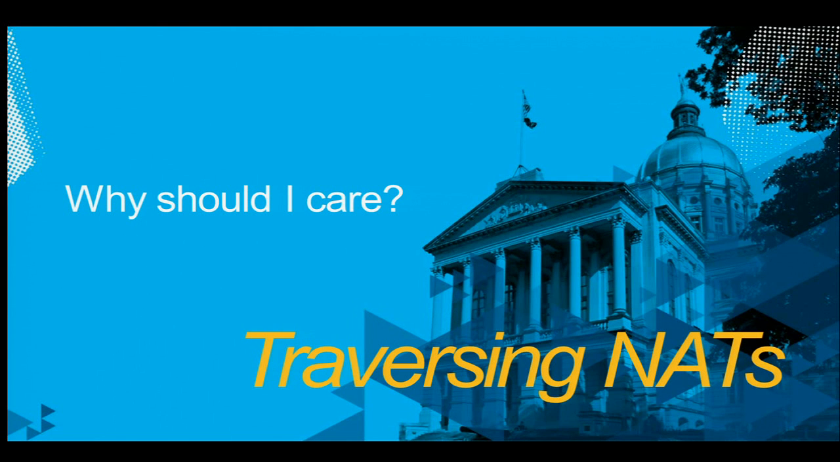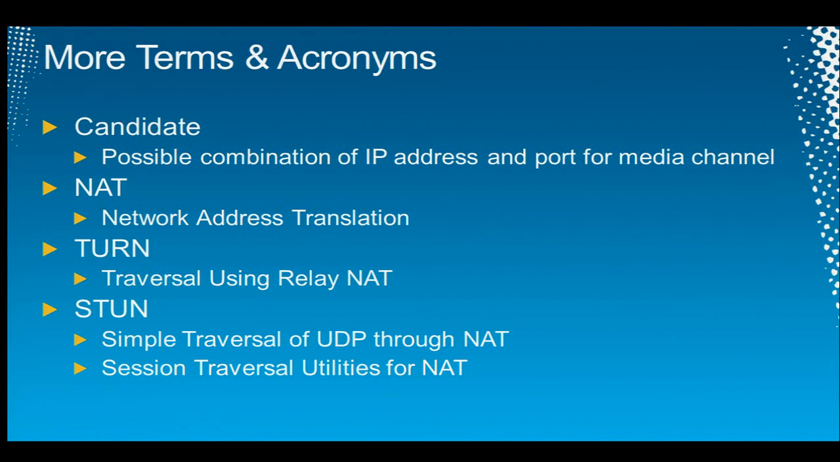All right, very good. In addition to NAT, so we have candidates. What we call candidates are basically possible combinations of IP addresses and ports for media channels. And I'll talk a little bit more about what that means. NAT, network address translation. TURN is a protocol. It's traversal using relay for NAT. STUN was simple traversal of UDP through NAT. It's now called session traversal utilities for NAT. And we'll see how those come into play for establishing AV sessions.